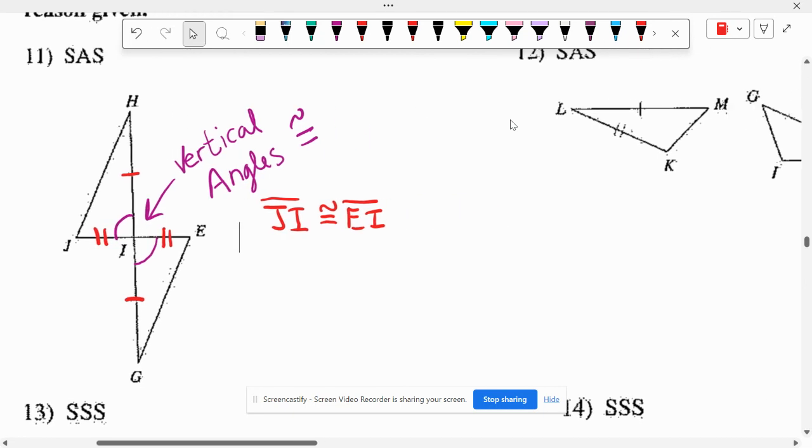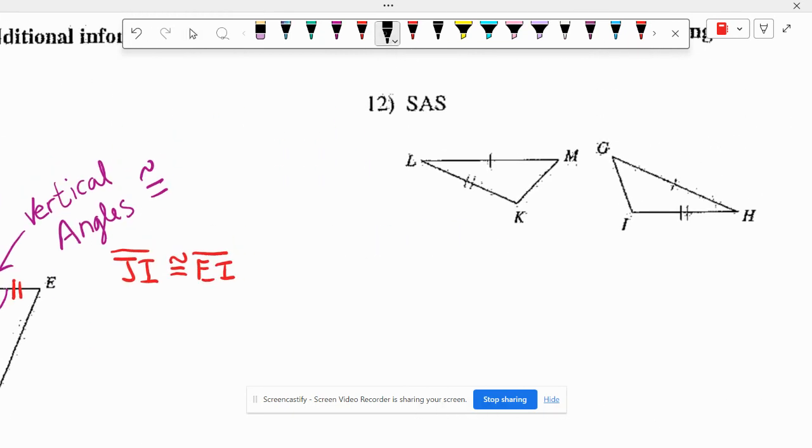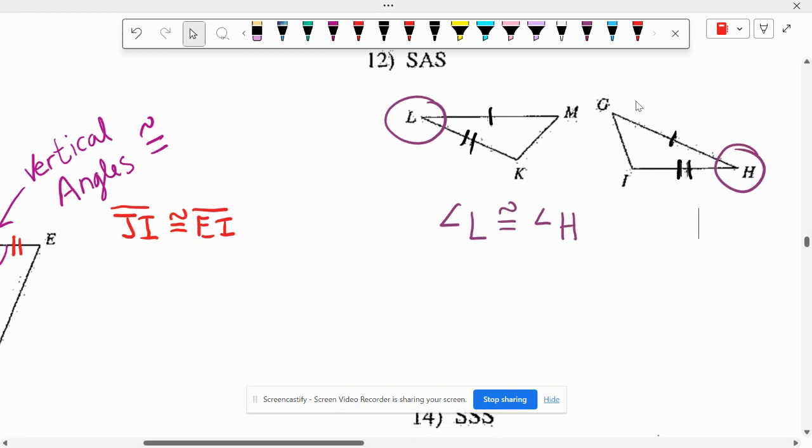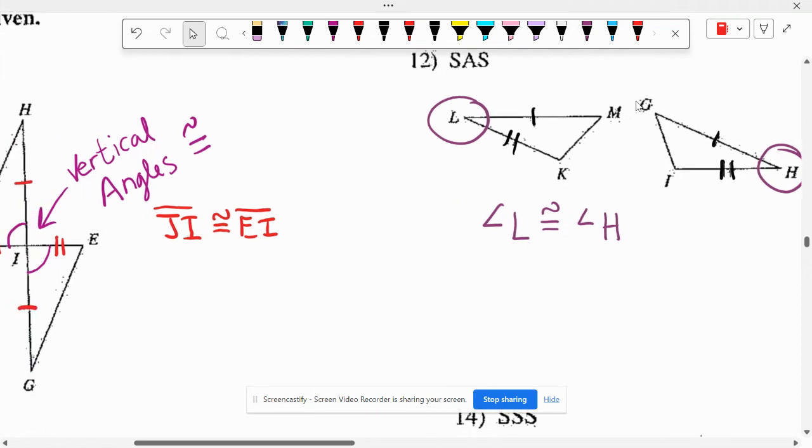Okay. I want to do another side angle side. I have one side congruent to one side, and I have another side congruent to another side. So what am I missing there in the SAS? Missing the angle. Where does the angle have to be? Yeah, in between the 1 mark and the 2 mark, which is angle L and angle what? And angle H. Do you see that? Angle L has to be congruent to angle H.